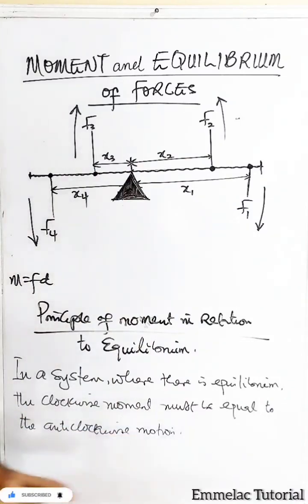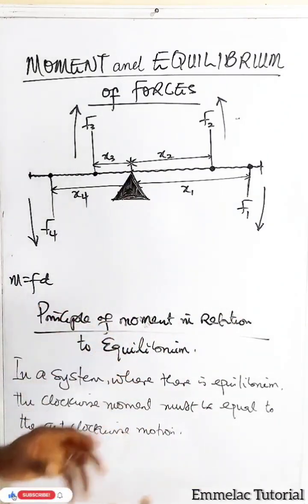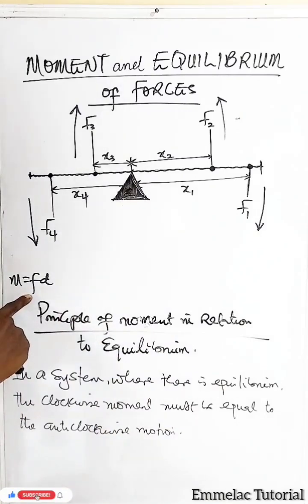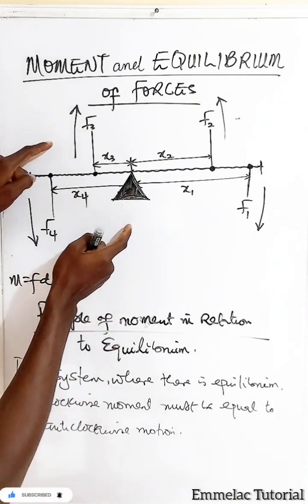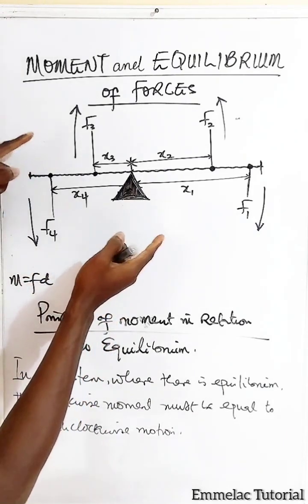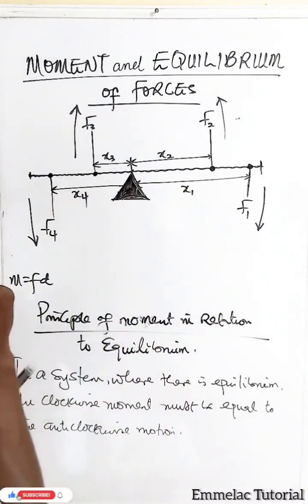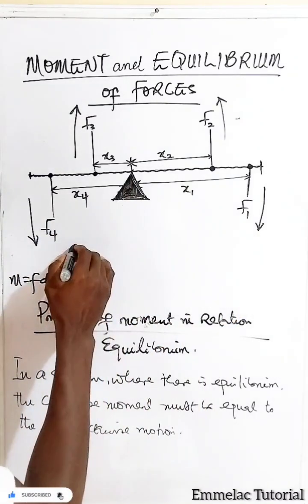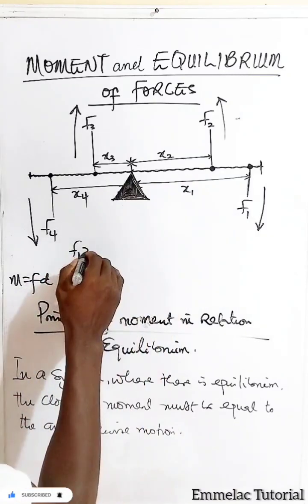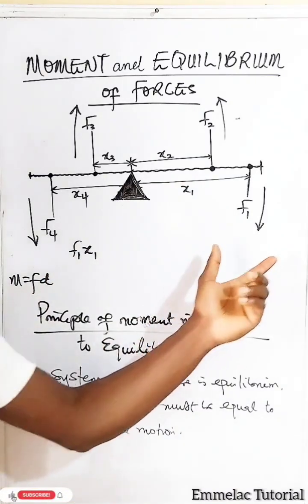Now using this principle, first of all, let us resolve the clockwise moment. Take note, moment equals force times distance. But with regard to this tutorial, we'll be making use of x. The first moment here is force F1, so the first one is F1 times x1. And it's very important that you sum up all of them.